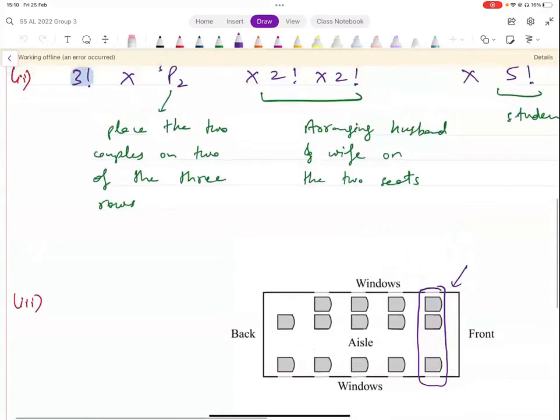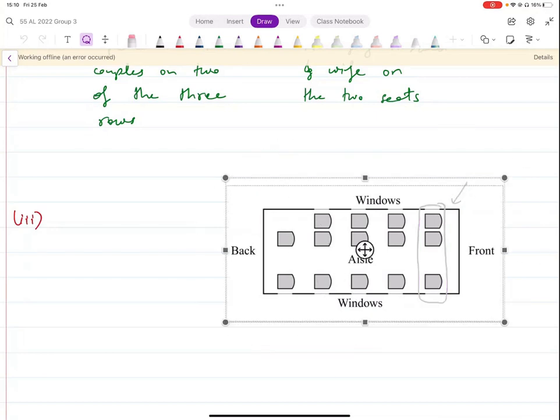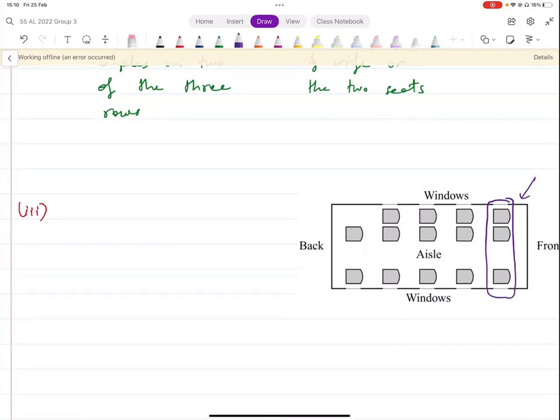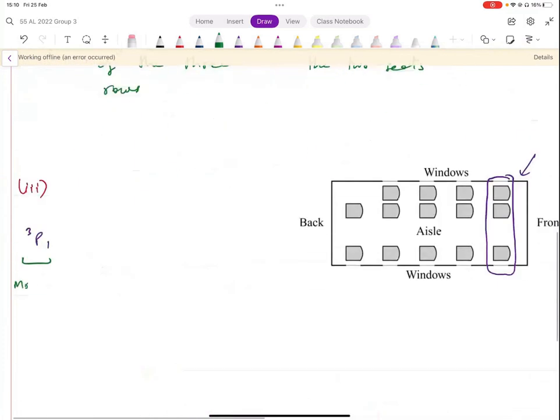You can say 3 by 1, three places, and you have to arrange one person. So you've got 3 by 1 for Mrs. Brown. How many ways are there to place Mrs. Brown? 3 by 1. Yes, you can write 3, that's also fine, because you've got 3 options there. Is this for Mr. Brown or Mrs. Brown? Mrs. Brown. Okay.